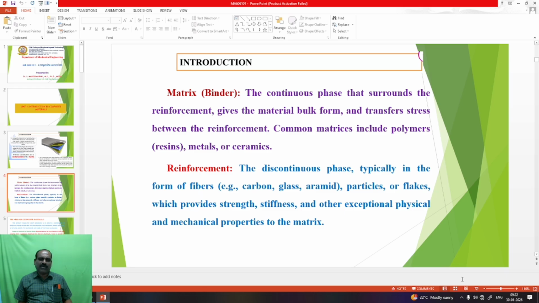First of all, we must know what a matrix is and what a reinforcement is. A matrix is also called a binder. This is the continuous phase that surrounds the reinforcement, gives the material its bulk form and transfers stress between the reinforcements. The common matrices include polymers, that means resins, metals and ceramics. The reinforcement is the discontinuous phase, typically in the form of fibers such as glass fiber, carbon fiber and aramid, particles or flakes, which provide strength, stiffness and other exceptional physical and mechanical properties to the matrix.